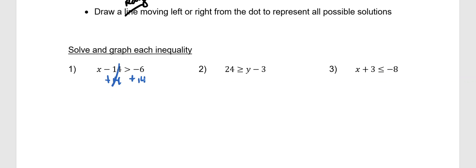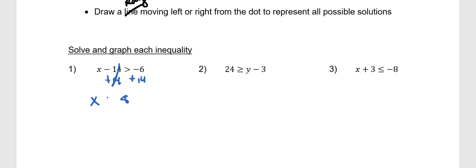Now, if you don't have the use of a calculator, remember you have rules for adding combinations of positives and negatives. You also have the scoreboard. But we should be getting comfortable at this stage in the year of knowing that -6 plus 14 gives us 8. And we're not dealing with an equation, so we're going to carry that inequality symbol down. So x minus 14 is greater than -6.